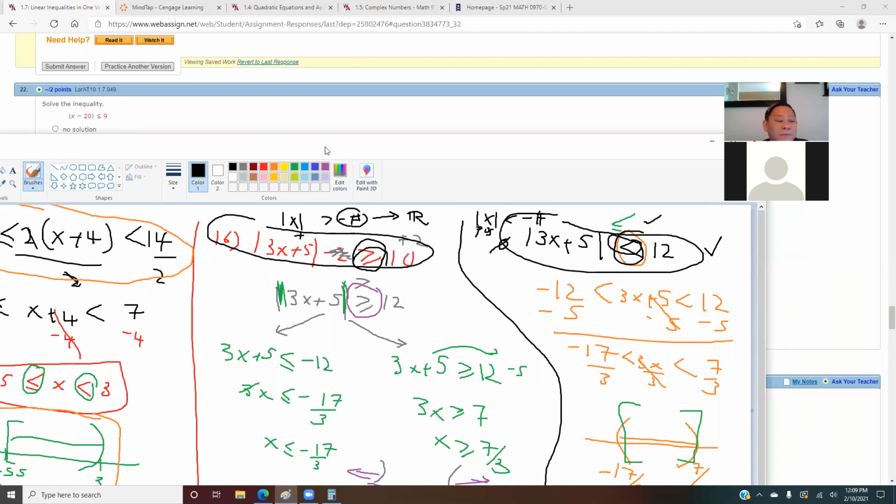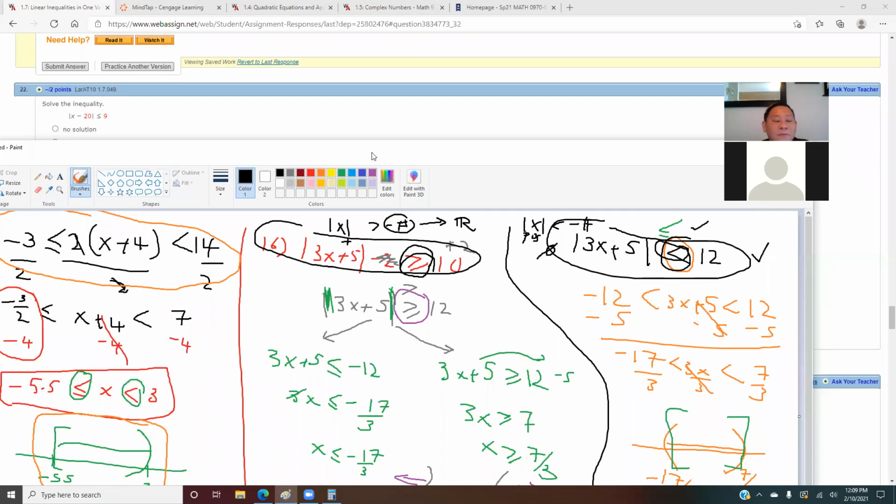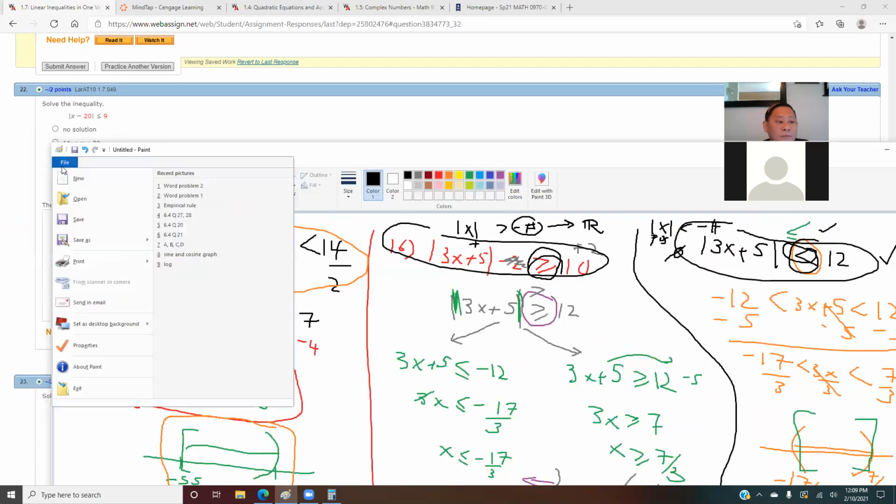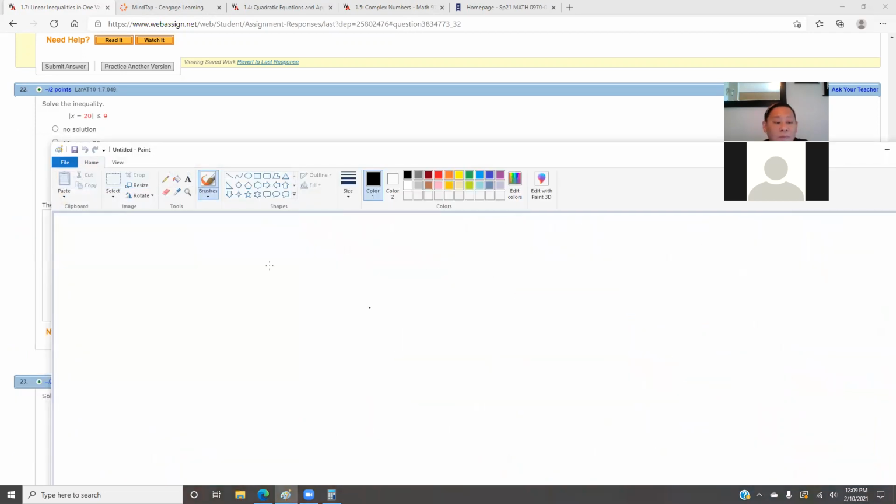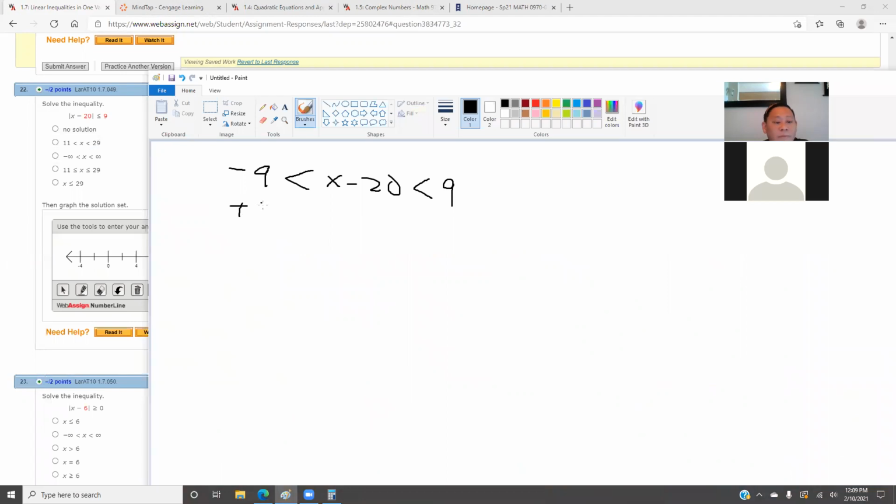So what do you have? -9 is less than x minus 20, and then is less than 9. How do you solve for x here? Plus 20 to both sides. What did you get?